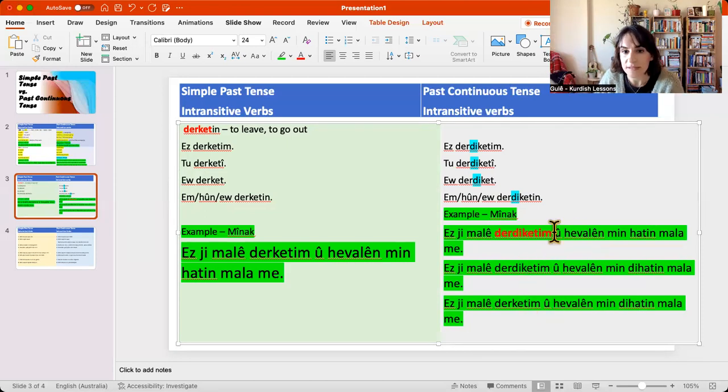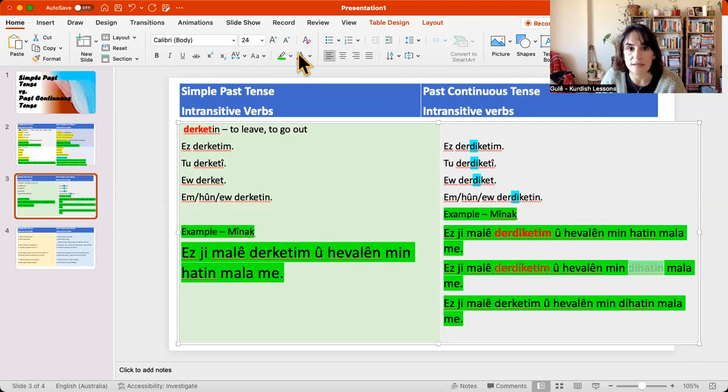But the difference between the first one and the third one: here, as Jamali dardketem, I left, they came. So I didn't see them when they were coming. But here, I left and my friends were coming. Okay? So I saw them when they were coming.